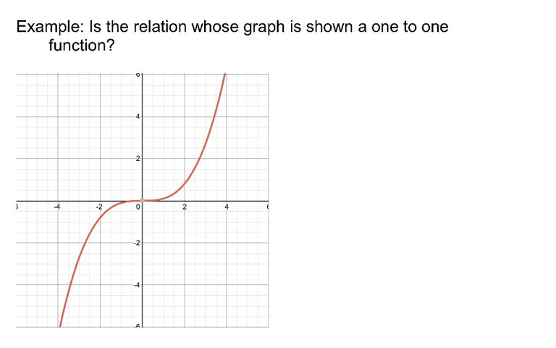Is this relation whose graph is shown a one-to-one function? So again, we have to ask ourselves the question, is it a function? And we have looked at this many times. Any ordered pairs with the same first coordinate? Nope, I don't think so. So therefore it is a function.